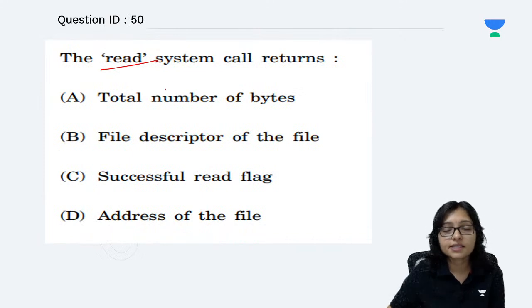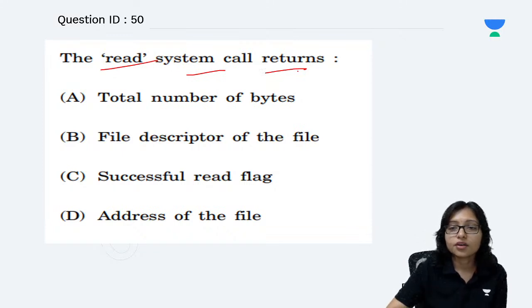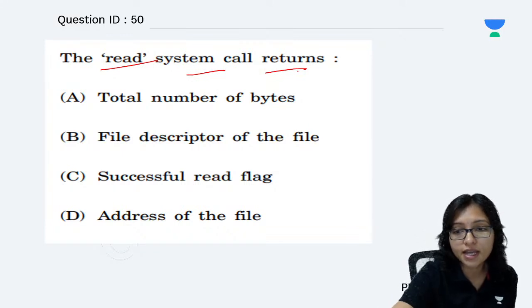Now the read system call, what will be the answer? Read system call returns what? Read system call is returning what?